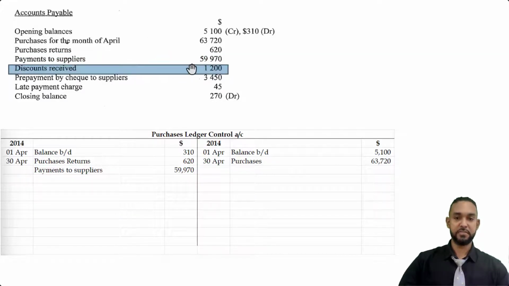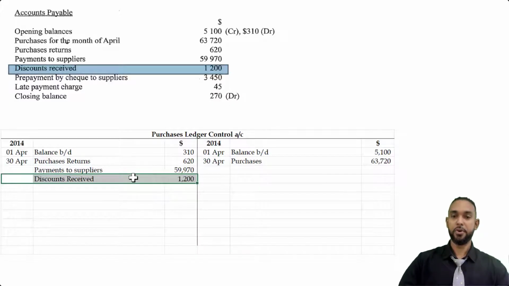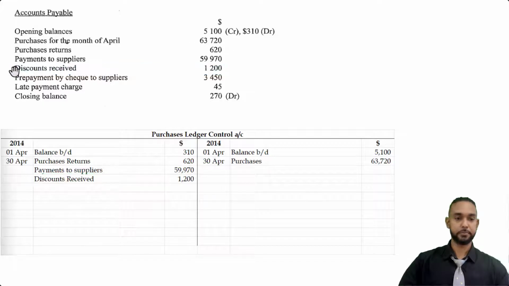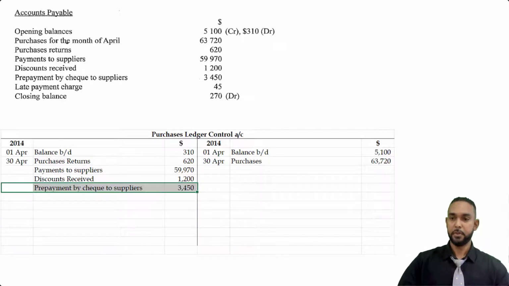Next, we have discounts received. That's where our creditors allow us to pay less, as in they actually decrease our liability to encourage us to pay a bit faster. And as we just said, decreases to liabilities go on the debit side of the liability account. Next, we have prepayment by check to suppliers. When you pay or prepay, that's going to go on the debit side of the liability account. So it's going to go here, right? It says prepayment by check to suppliers. Now, that may mean that we have placed an order and we're paying in advance, right?